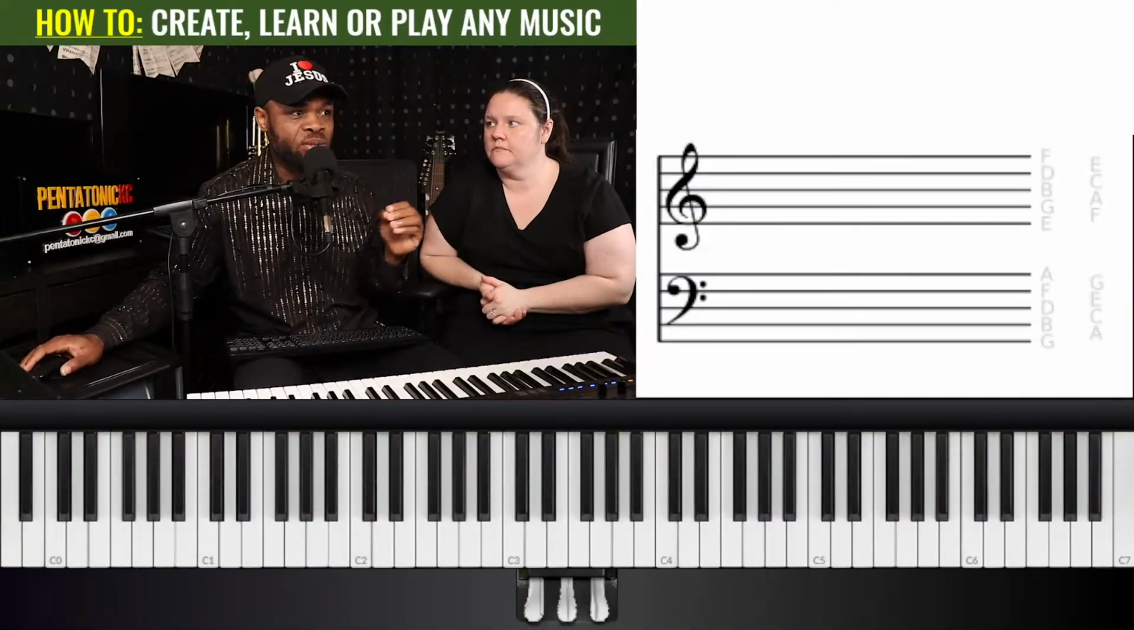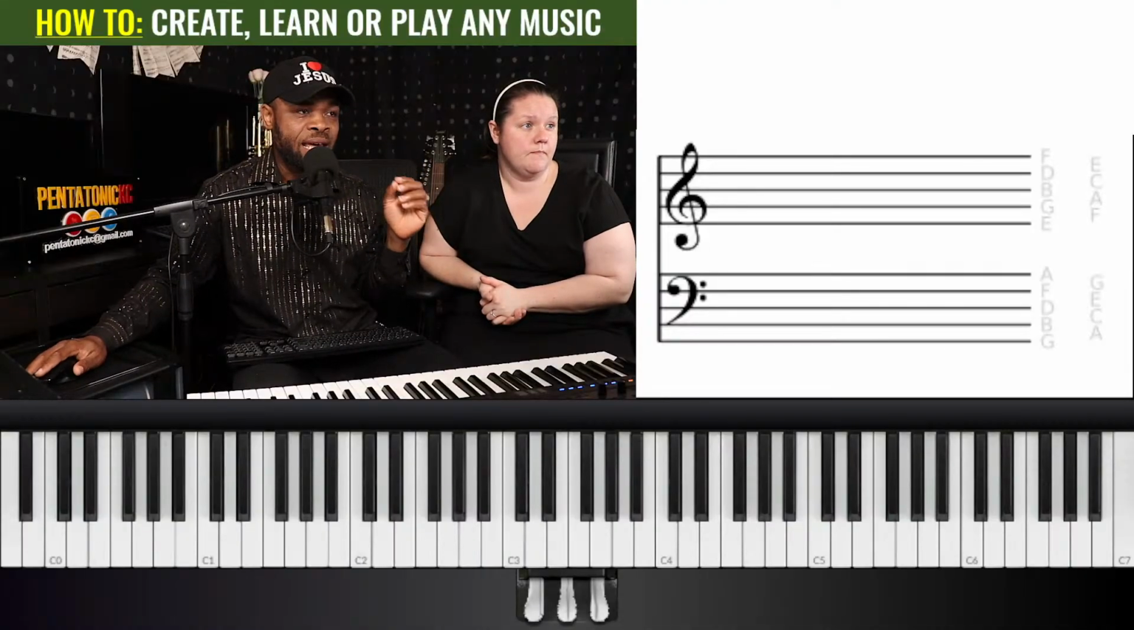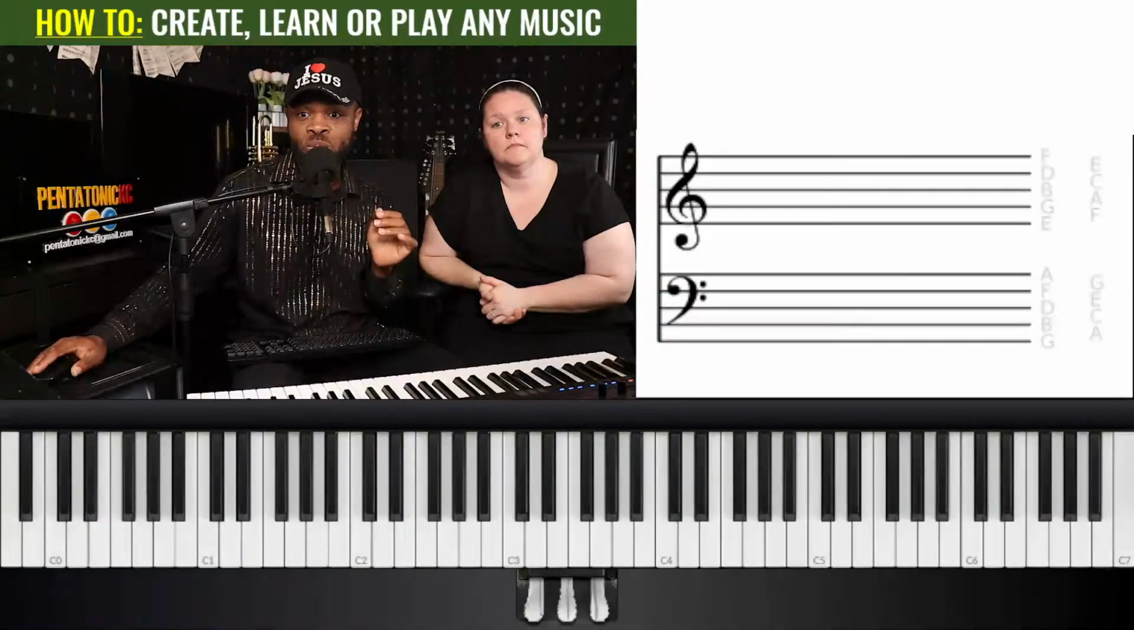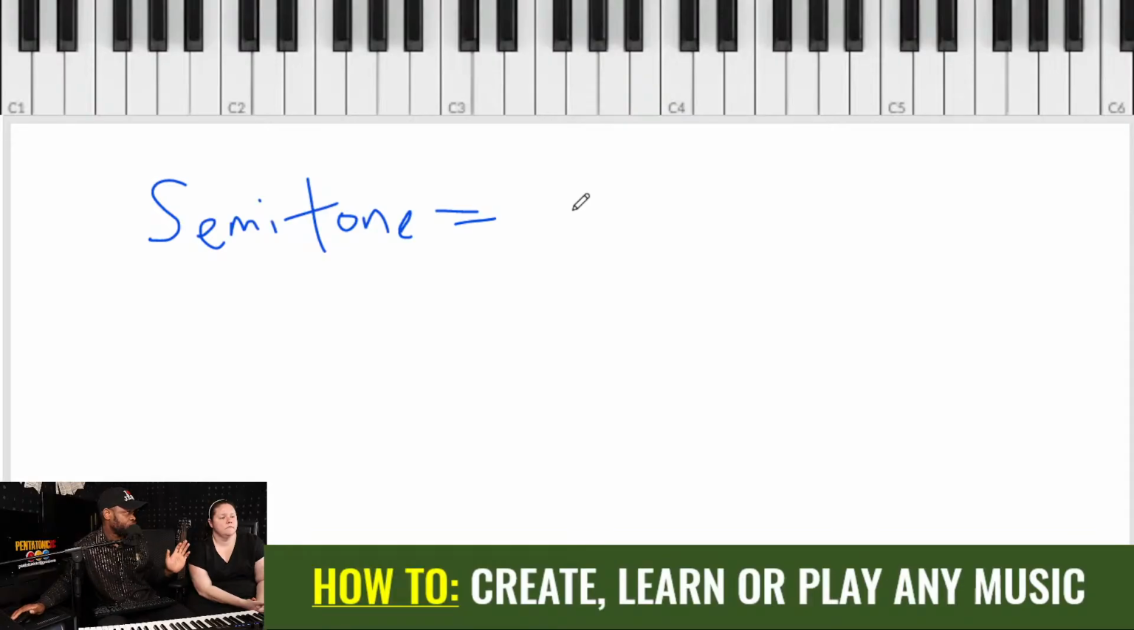So the second thing we want to look at now would be semitone and tone, because we want to know the difference. So what does a semitone mean? A semitone is basically moving from a particular note to the next note. It's as simple as that. So if you're coming from this note and I say move a semitone, I'm simply saying go to the next note. If you're coming from this one and I say move a semitone, I'm simply saying go in here. It's as simple as that.